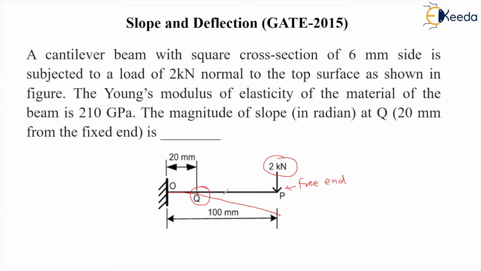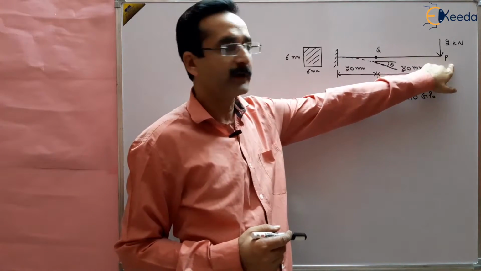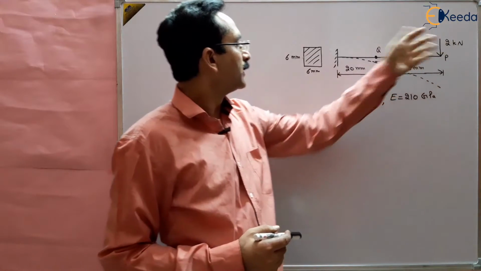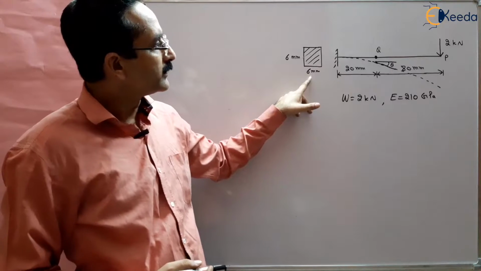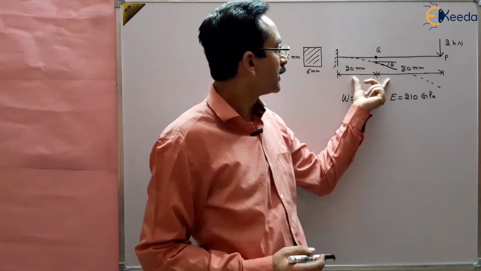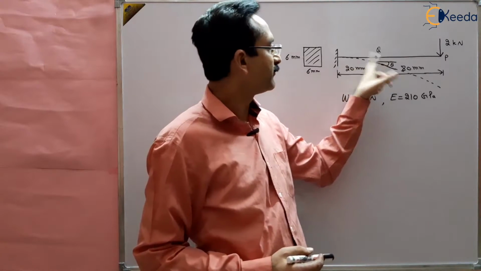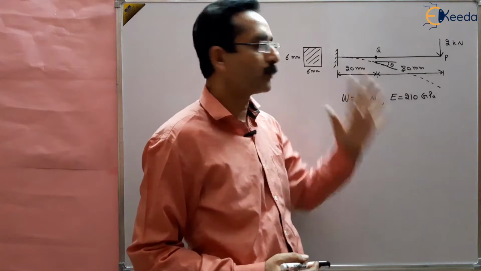So conditions are given. The cross section is given to us, 6 by 6 millimeter. So let us solve this problem. We are given a cantilever beam with a point load at the free end, 2 kN. The length of the beam is 100 millimeter, and at 20 millimeter from the fixed end, or 80 millimeter from the free end, at point Q, we have to find out the slope.